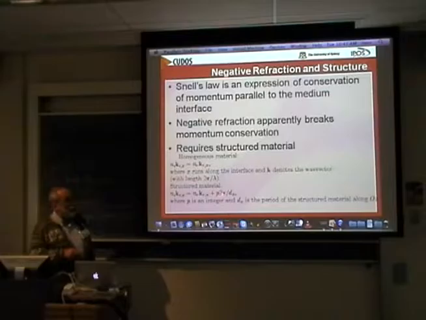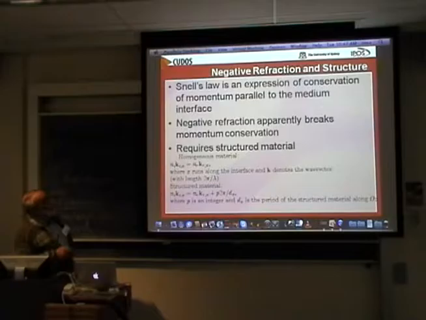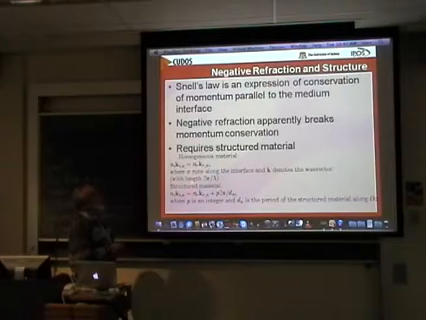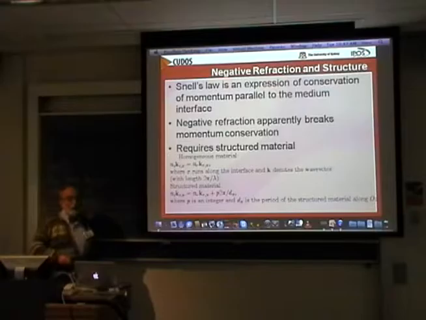So immediately you see that structured materials are the way that you're going to be able to construct negative index materials. Okay? There's always a structure associated with the material, and it's the interaction of light with structured materials which makes negative refraction possible.